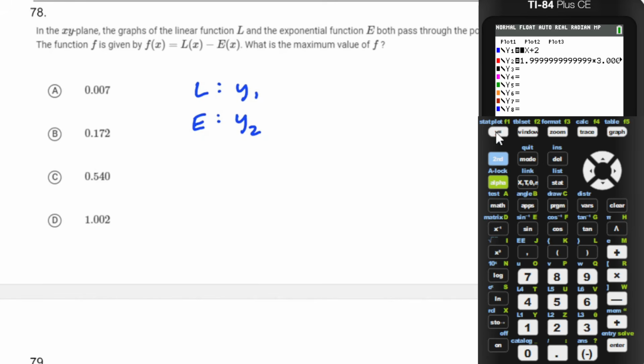Okay, so we've got them loaded up in here. We did those. And really what we're interested in is f of x equals L minus E. So y3 is going to equal y1 minus y2. It's going to be a course of action here. Now, I want to find the maximum value of these things. I'm going to go up and I'm going to turn off the graph of these, because I don't really want to have the calculator waste time. Oh wait, I didn't turn it off. Okay, enter.